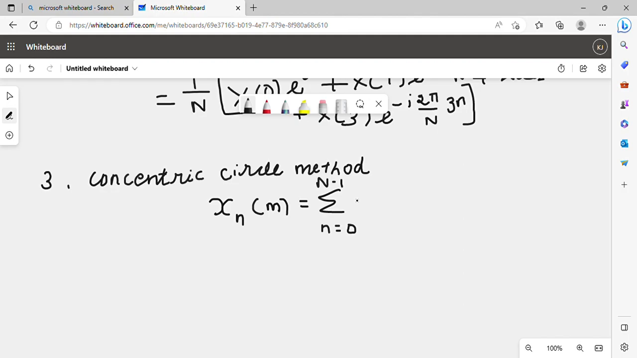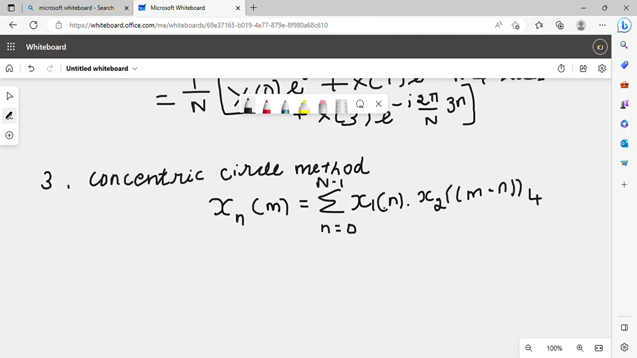You can write it as x1 of n into x2 of m minus n of 4. That is x1 of n into x2 of m minus n of 4. That is, m varies from 0, 1, 2, 3. Right? Yes. Here m varies from 0, 1, 2, 3.